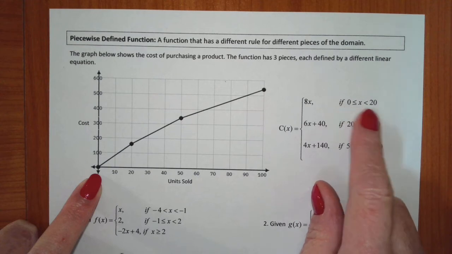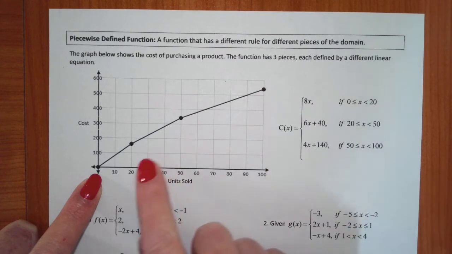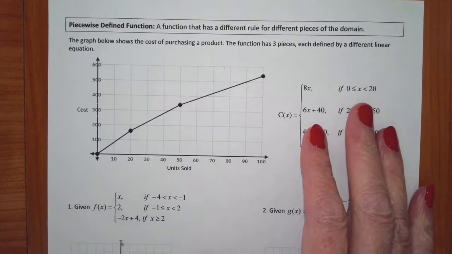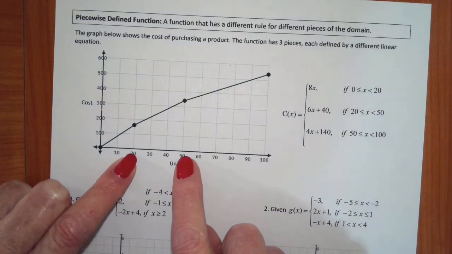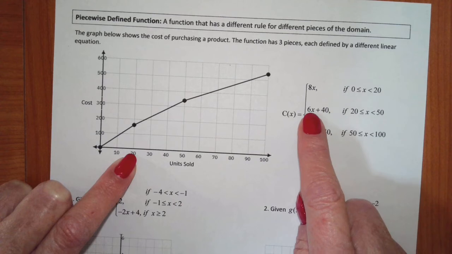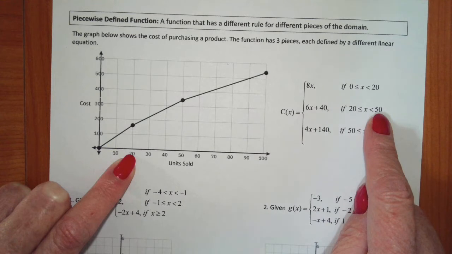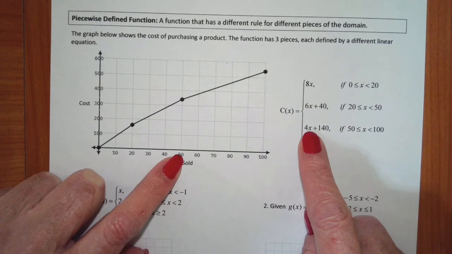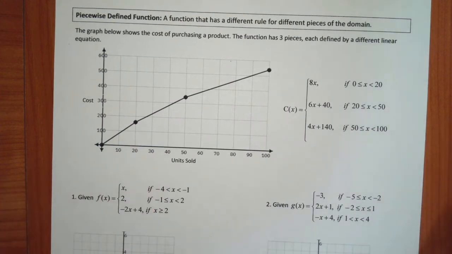Okay, so if it's between 0 and 20, if it includes the 0 but doesn't include the 20, it's going to follow this path. But then normally the more things you buy, or the larger quantity that you buy, you get a cost break on it. So if you buy between 20 and 50, notice the slope has changed. You're only paying $6 per unit between 20 and 50. And if you buy 50 to 100, then you're only paying $4 for each one between 50 and 100. So this is kind of where you're going with this.